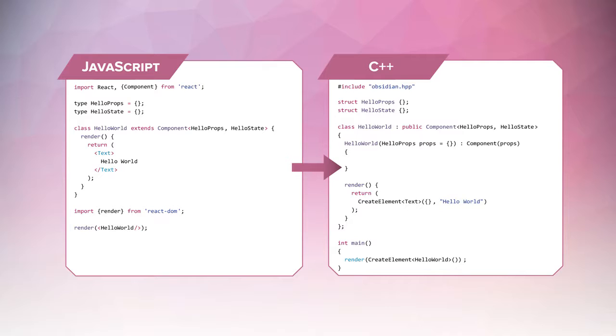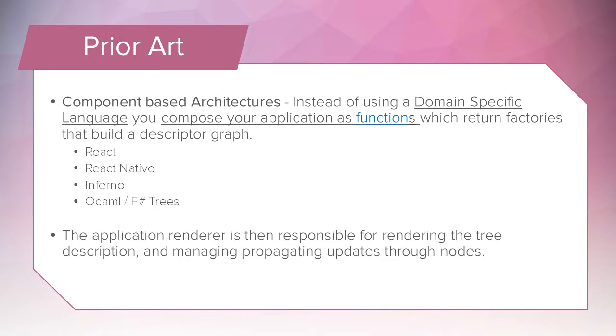The primary interface function of a component is its render function, which simply describes, using functional composition, what nodes would exist according to what state. So this builds off prior art such as component-based architectures.